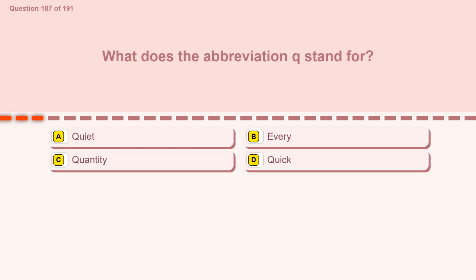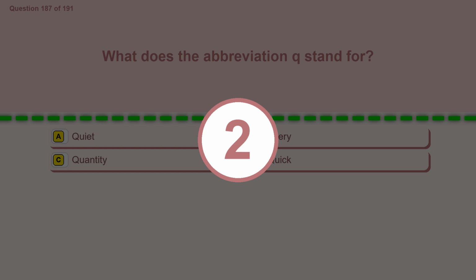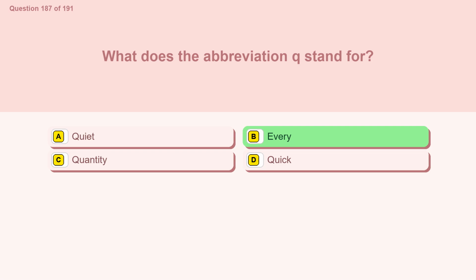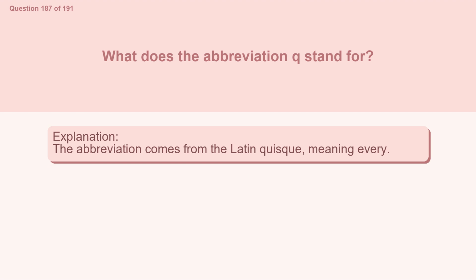Question 187. What does the abbreviation Q stand for? Option A, a quiet. Option B, every. Option C, quantity. Option D, quick. The correct answer is option B, every. The abbreviation comes from the Latin quisque, meaning every.